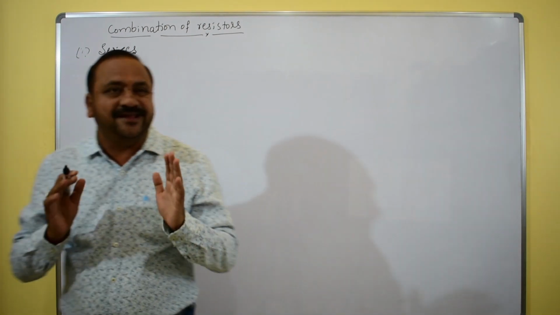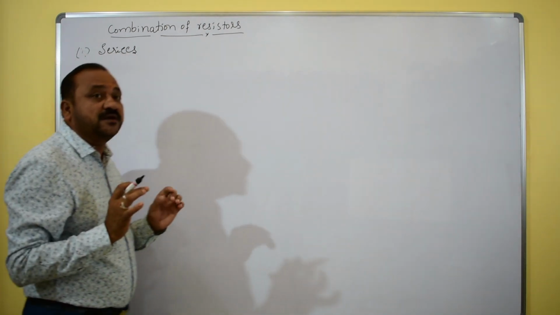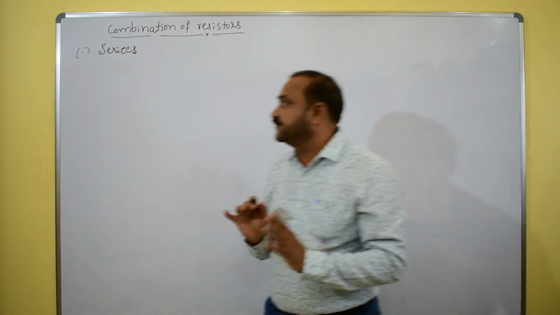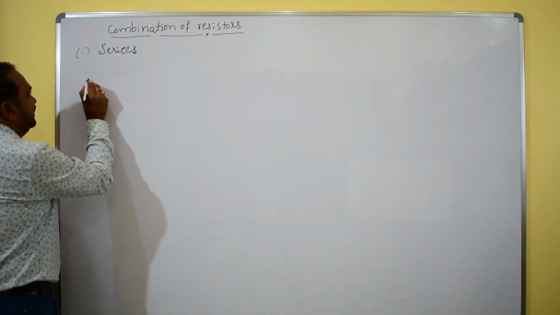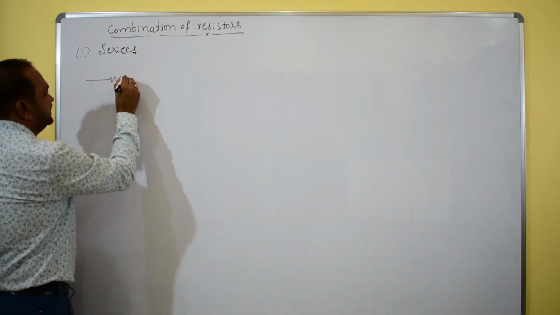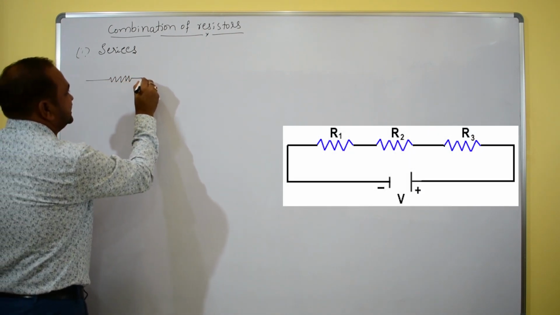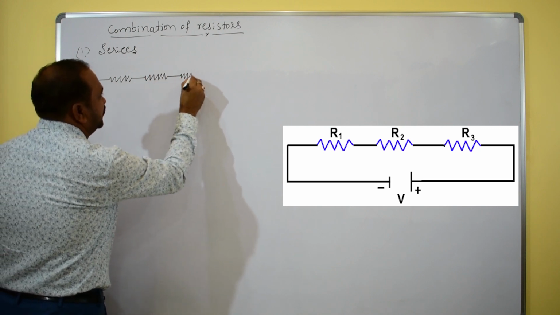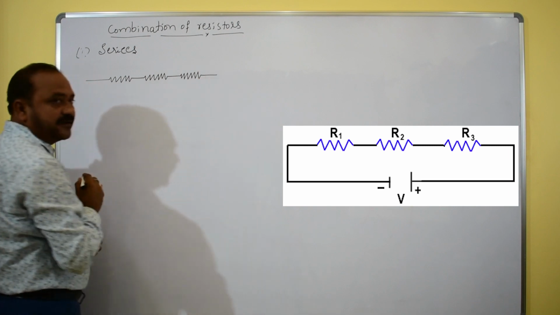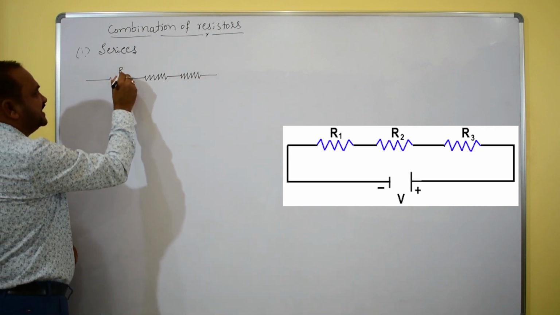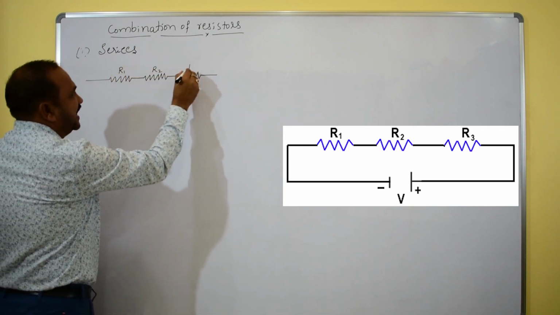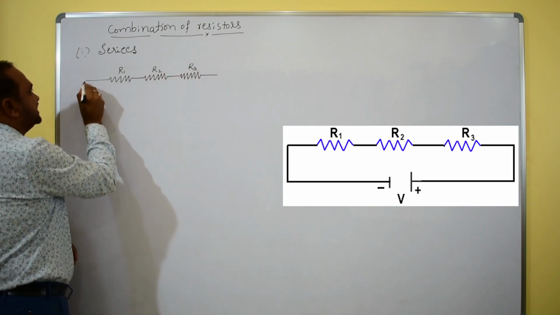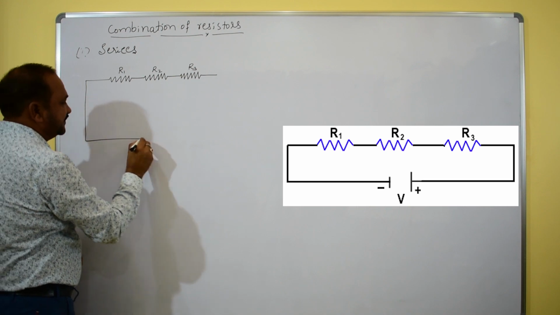What is meant by the series combination of resistors? Resistors are said to be in series combination when they are connected end to end. For example, this is one resistance, this is another resistance, and this is one more resistance. These three resistances are R1, R2, R3, and these three resistors are connected end to end.